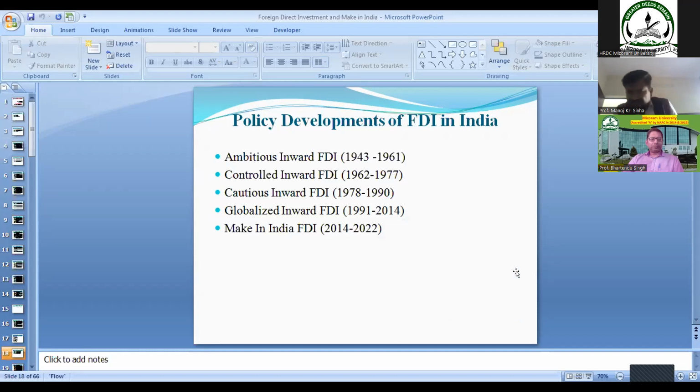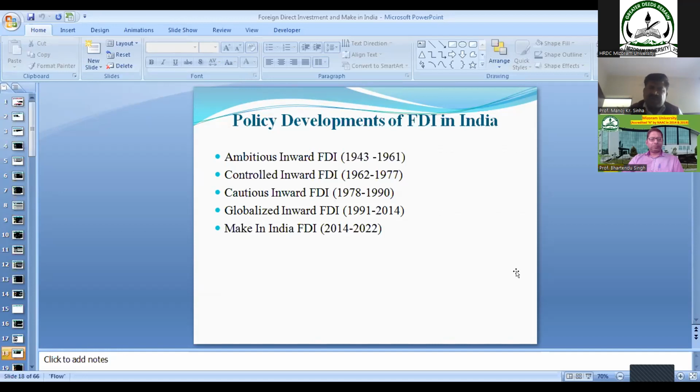Now, policy development of FDI in India. Since independence, we have followed different foreign direct investment policies: ambitious inward FDI policy during 1943 to 1961, then the controlled inward FDI policy, period 1962 to 1977, cautious inward FDI during 1978 to 1990, and the globalized inward FDI period, 1991 to 2014, and Make in India FDI policy, which is basically an extension of the globalized inward FDI policy, 2014 to 2022.